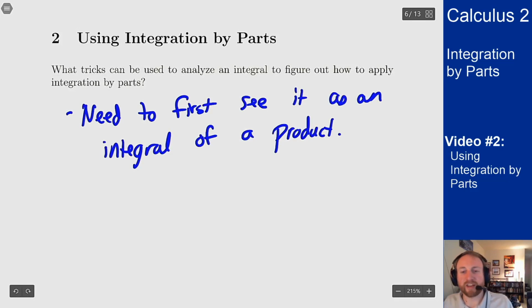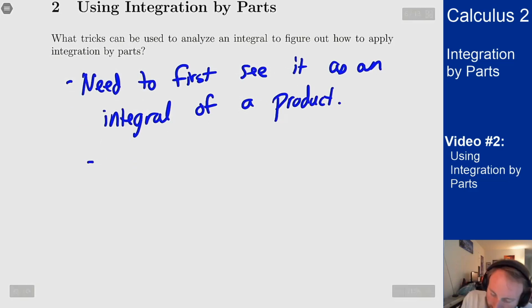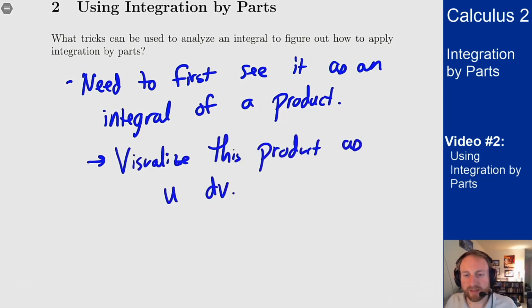You'll likely want to check at this point to make sure it's not a substitution problem, that by doing an appropriate substitution, the product part goes away. But once you check that and you see yourself with a product, integration by parts is probably the way to go. So you basically need to pick what u and dv need to be for this problem. So you need to visualize this product as a u times dv.